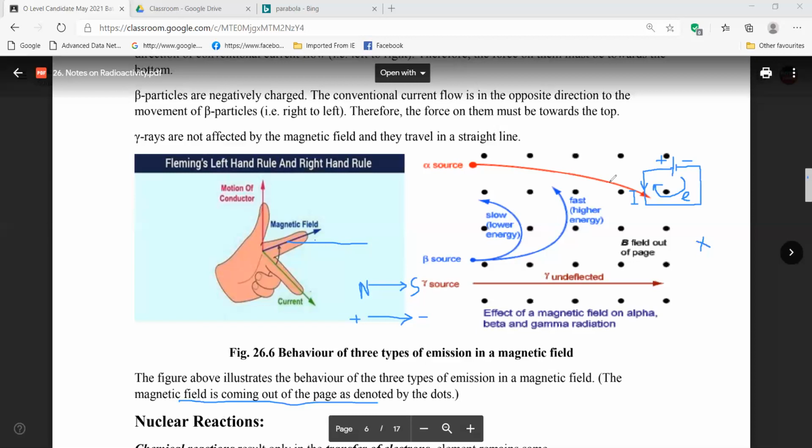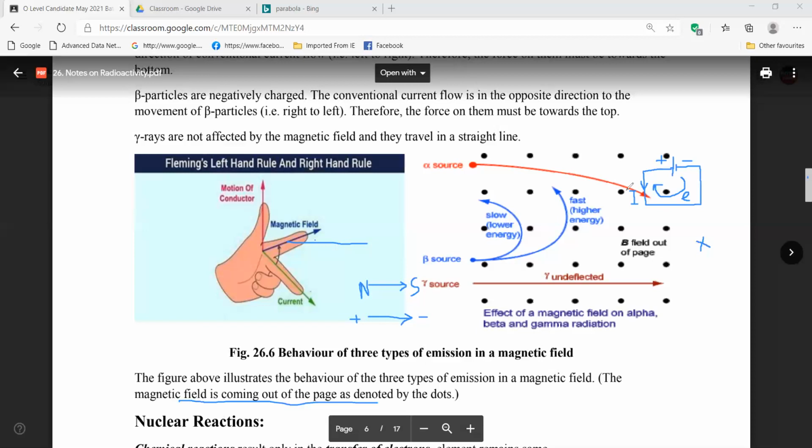Now keep your first finger the way it is, and only change the direction of your second finger towards the direction of alpha. That means it is showing the direction of current, positive to negative. So you check now, where is your thumb going? It's going down, right? Your thumb is going down, right?